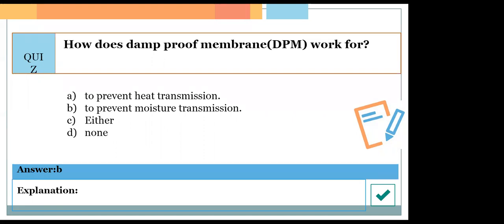Can you give me a type of material that is used for DPM? The name of a material. Any material?